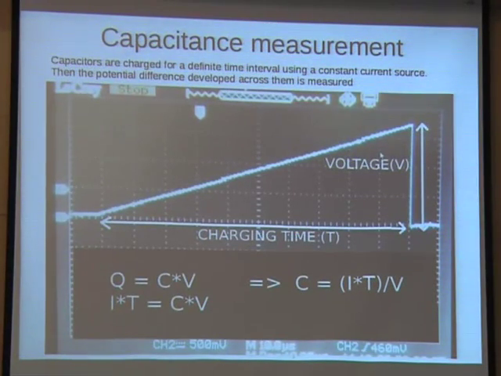You can also measure passive elements like capacitors, for example. Here, the capacitances are measured using a constant current source. The constant current source can be precisely turned on and off for definite periods. So the capacitor is connected to a constant current source. You turn it on for a definite time interval, turn it off, and measure the voltage across the capacitor. And from that, you can back calculate your capacitance based on your equations.